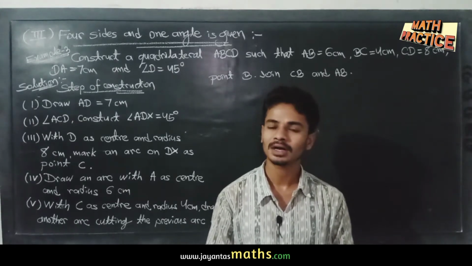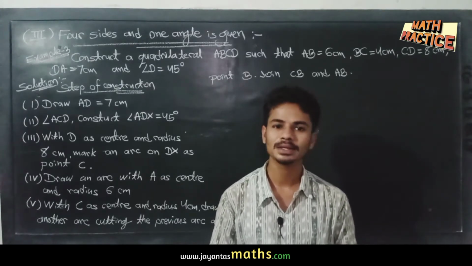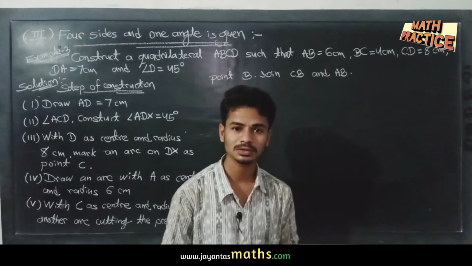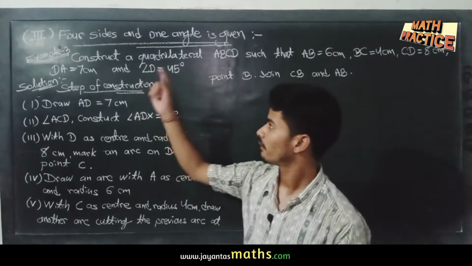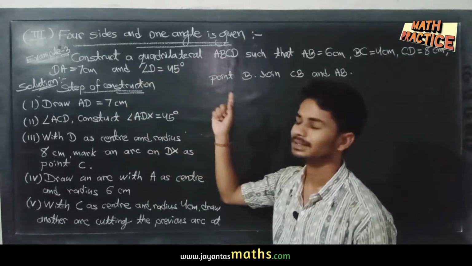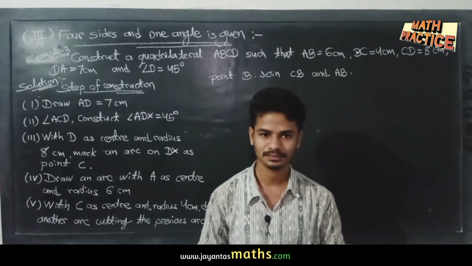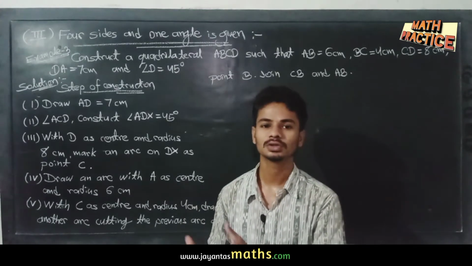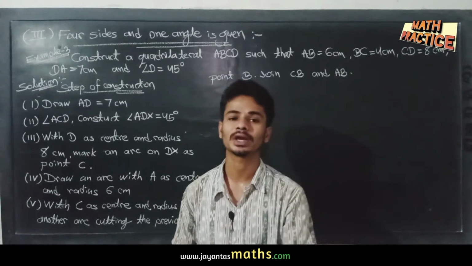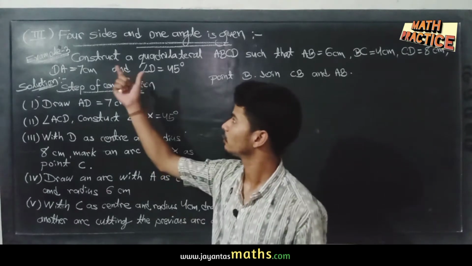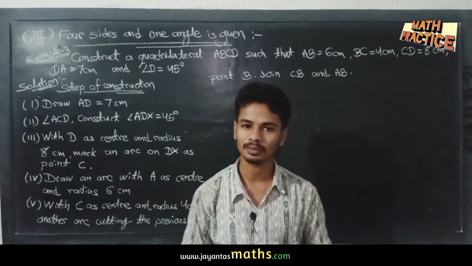In the past two videos we have already discussed construction first and second. In this video we will discuss construction third. Construction third is: when four sides and one angle are given, how to draw a quadrilateral. So in this case we discuss how to construct the quadrilateral if the given things are four sides and one angle. Okay, so let us discuss our topic.